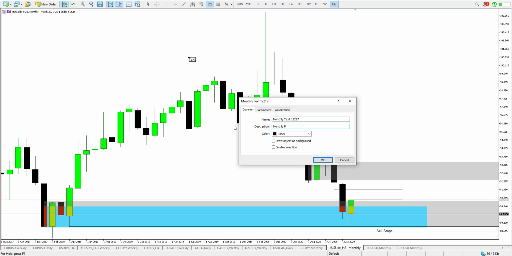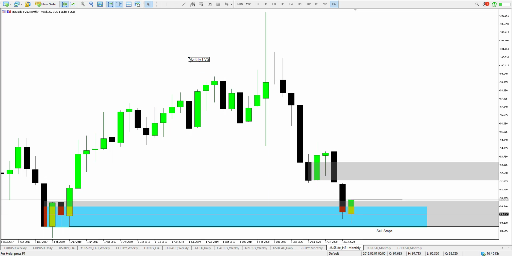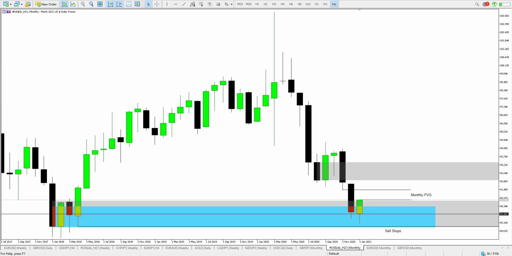You highlight your monthly fair value gap. You see, now you have a point of reference, right? Because already we are expecting the fair value gap to be closed at some point in time, right? We're expecting the fair value gap to close, and when price is closing that fair value gap, it means dollar is what? Strong bullish. It's a bullish dollar, right?